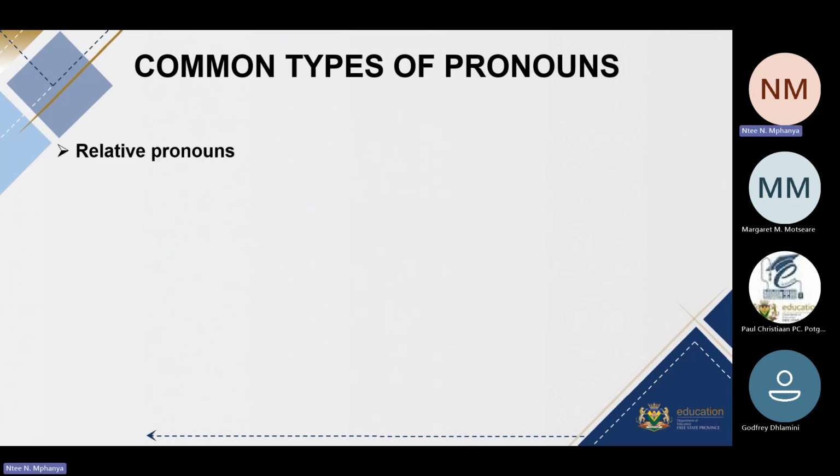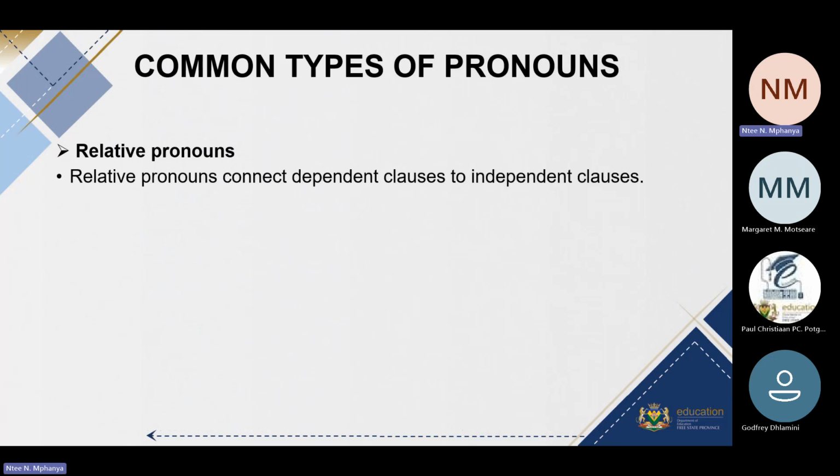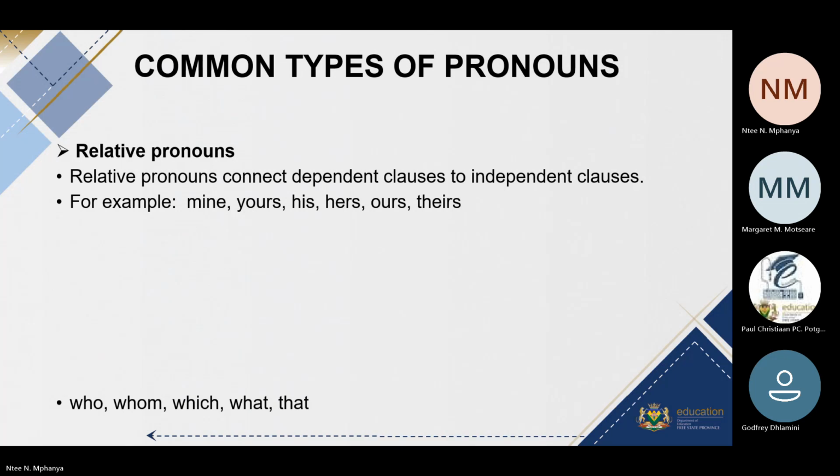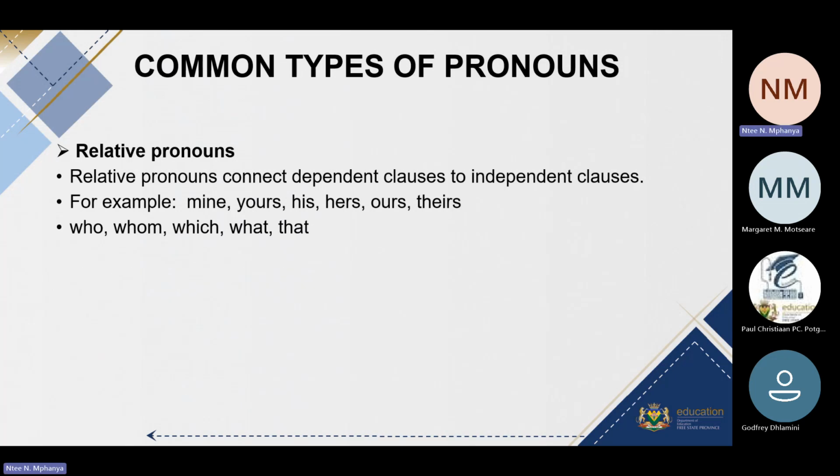Let's continue with types of pronouns. We are now looking at relative pronouns. Relative pronouns connect dependent clauses to independent clauses. For example, who, whom, which, what, that. "I need to find a person who can read Swedish."